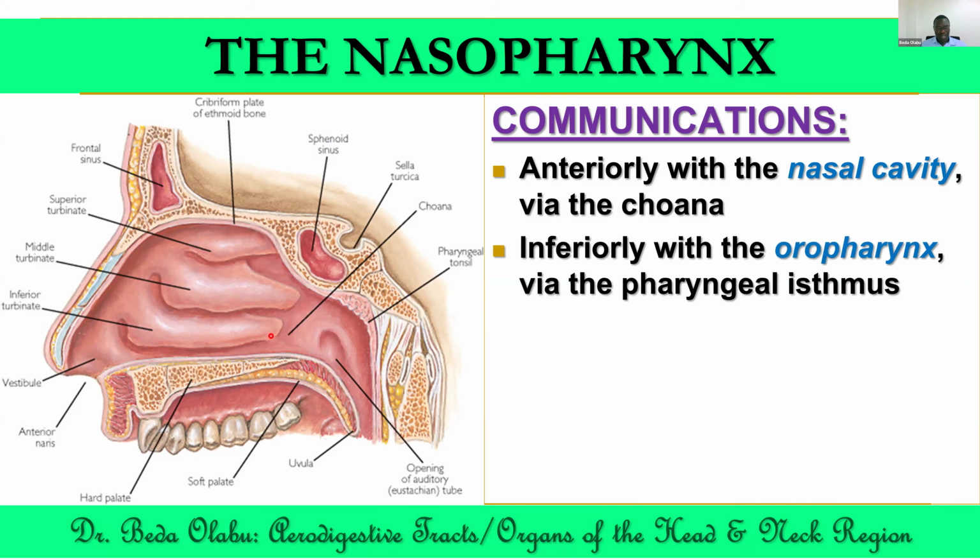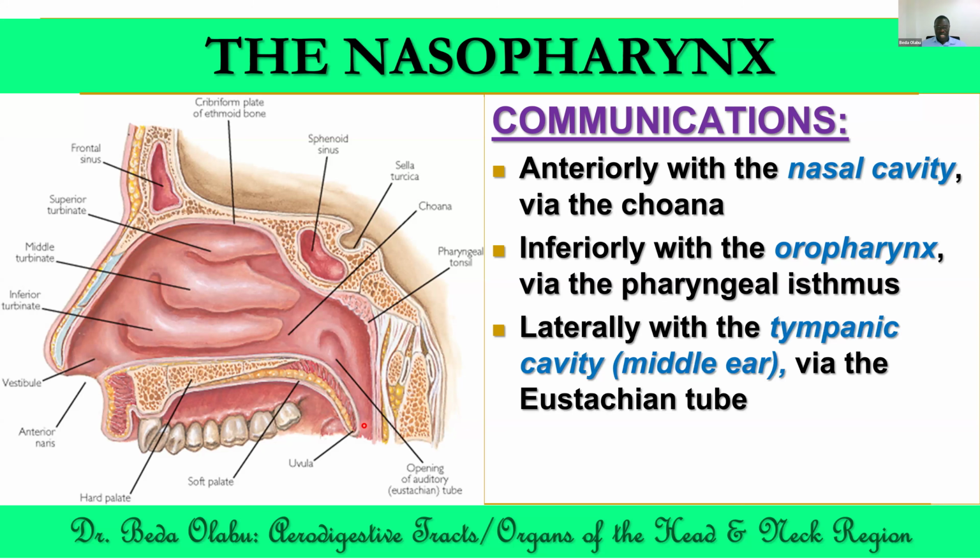Nasopharynx also communicates with the oropharynx through this region here, which we call the pharyngeal isthmus. So the pharyngeal isthmus is this space formed by the gap between the soft palate and the posterior wall of the pharynx there. So this narrow gap there is what we call the pharyngeal isthmus. Laterally, the nasopharynx communicates with the tympanic cavity through the eustachian tube, as we have already mentioned.